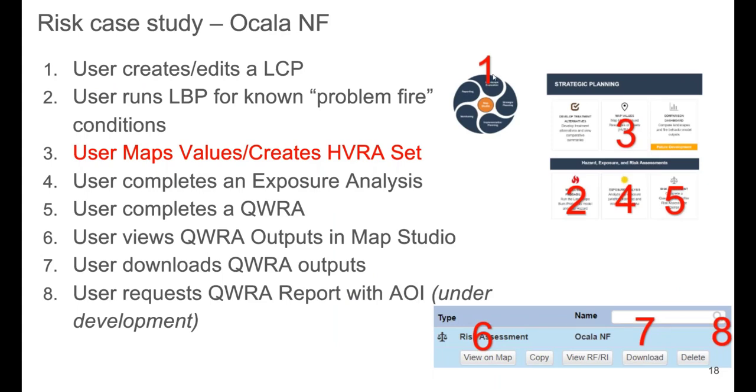So the next step, we've got the landscape, we've run burn probability, is to map values or create an HVRA set. There's a card in the application to do that with.